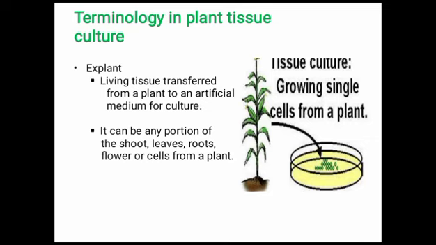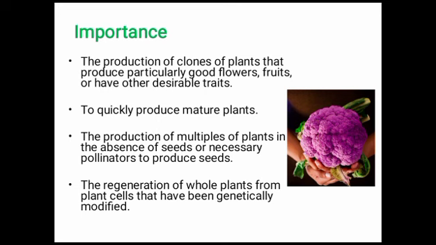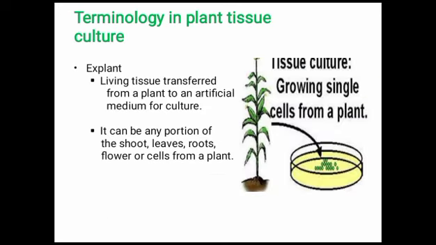The terminologies in plant tissue culture. Explant. So what does explant mean? When we select any mother plant, or any plant part, we select the specific plant part and cut it into the smallest pieces, and those smallest pieces are called explants. So these explants are used for the further process of plant tissue culture.